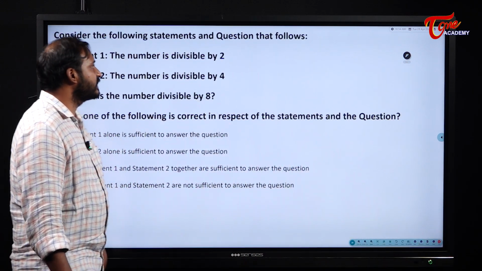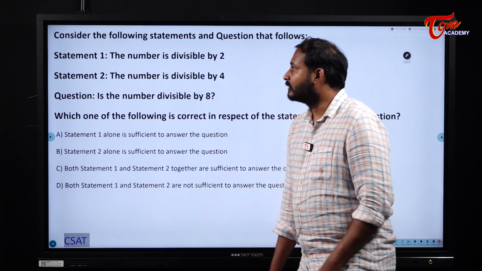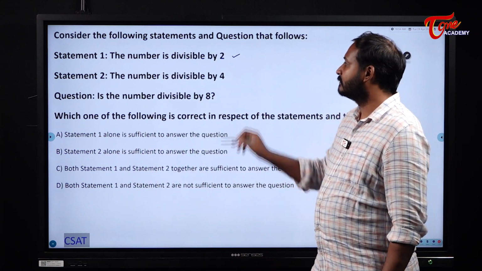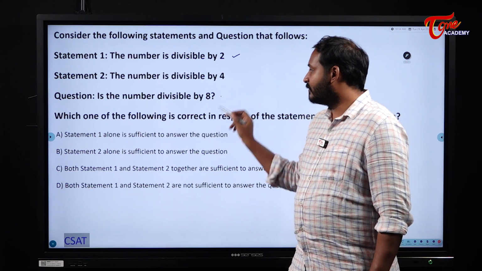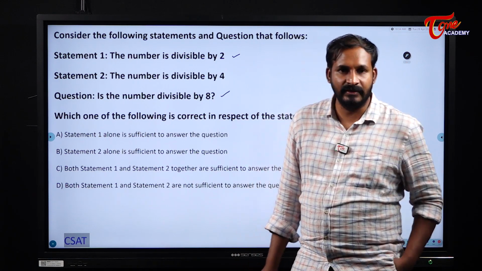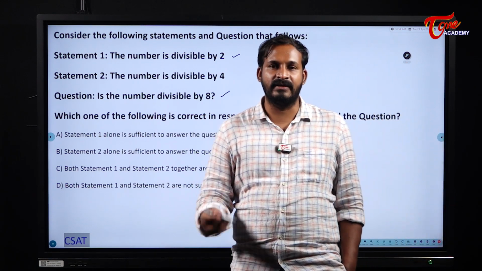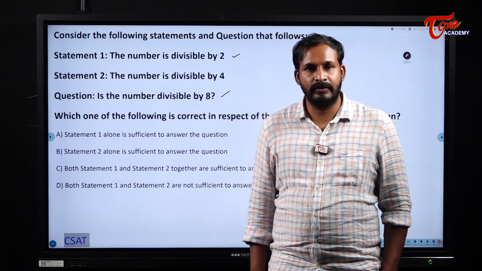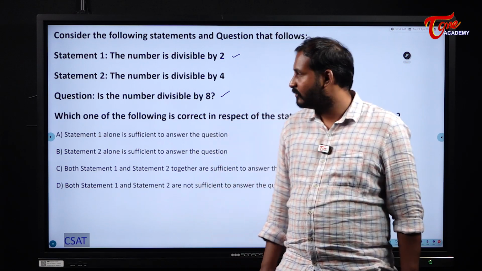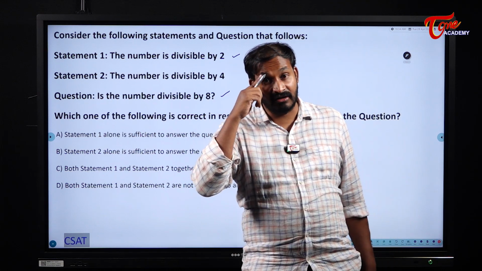Consider the following statements and the question that follows. Now, the number is divisible by 2. Is the number divisible by 8? If a number is divisible by 2, is it divisible by 8? For example, take 2 only. 2 is divisible by 2, but is 2 divisible by 8? No. So, by using only the first statement, I cannot tell my answer.